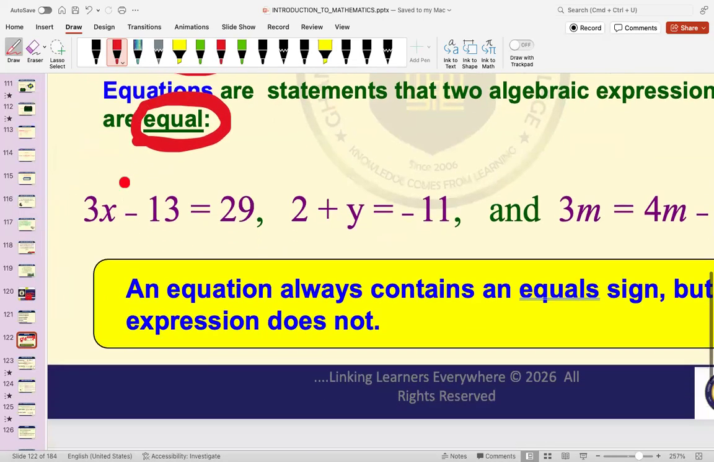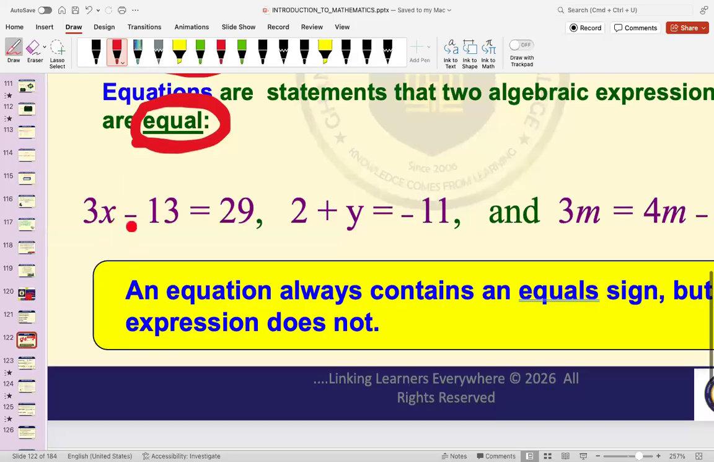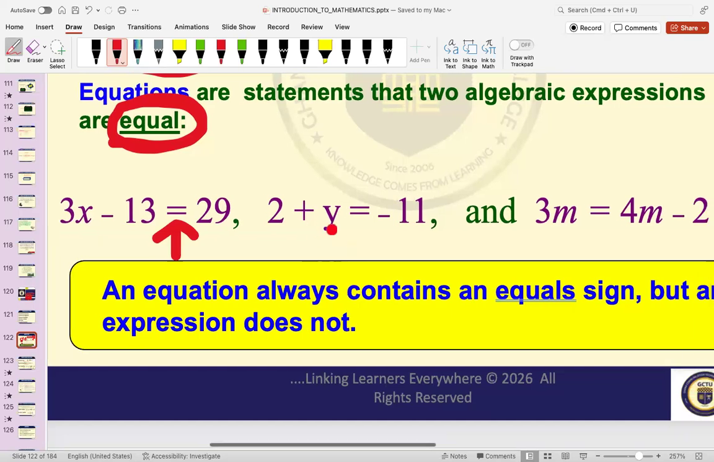So this is a proper equation: 3x minus 13 equals 29. It's a proper equation because of the presence of this equal sign. That makes it an equation. And then 2 plus y equals negative 11. Even though it is an algebraic expression, because it has an equal sign, it becomes an equation.